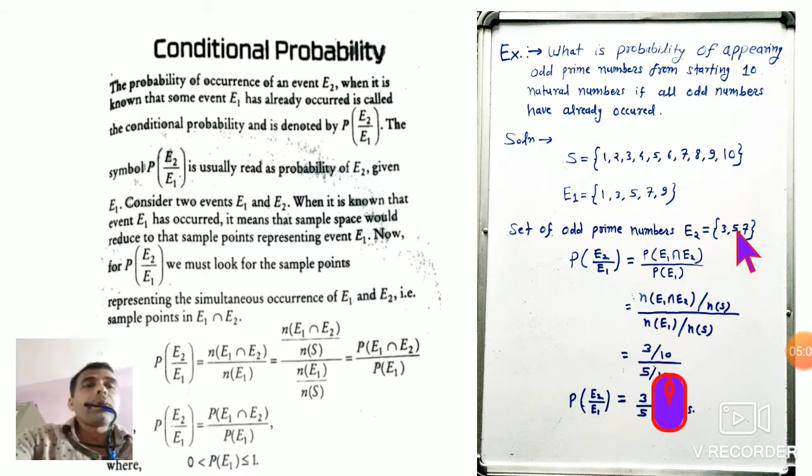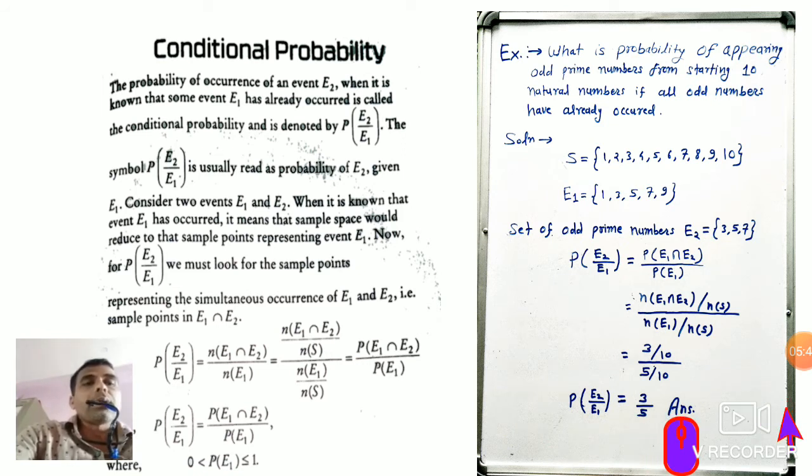3 5 7: three common elements. So the number of elements is 3, divided by the number of elements of sample space S, which is 10. n(E1) is the number of elements of E1 that already occurred, which is 5, divided by the number of elements of the sample space, 10. The 10s cancel. So the conditional probability of E2 when event E1 has already occurred is 3 upon 5. That is our answer. Hope you understood conditional probability. Thank you very much.